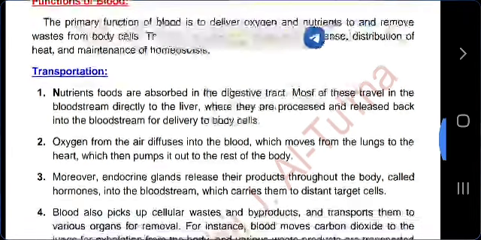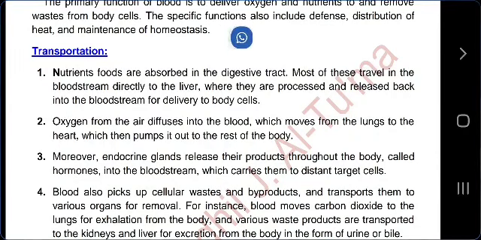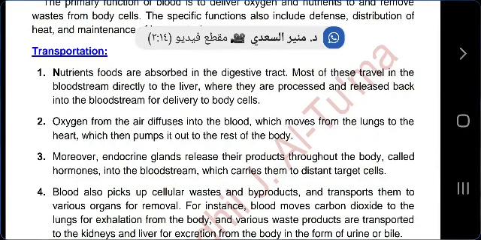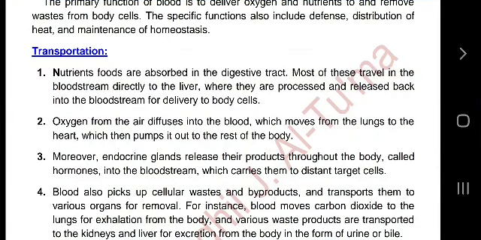The third point: endocrine gland release their product throughout the body called hormones. Various types of hormones transported across the blood into the bloodstream, which carries them to distinct target cells.